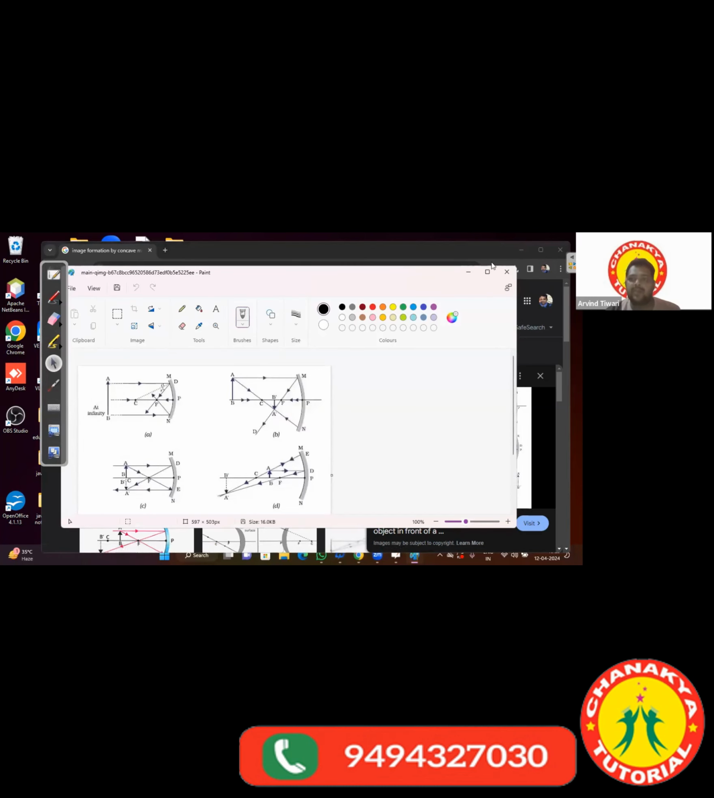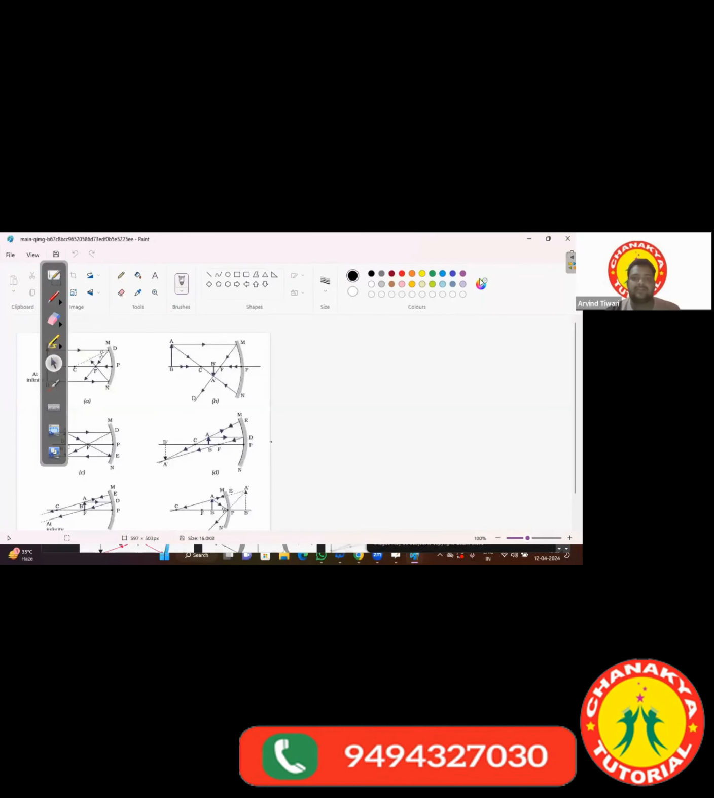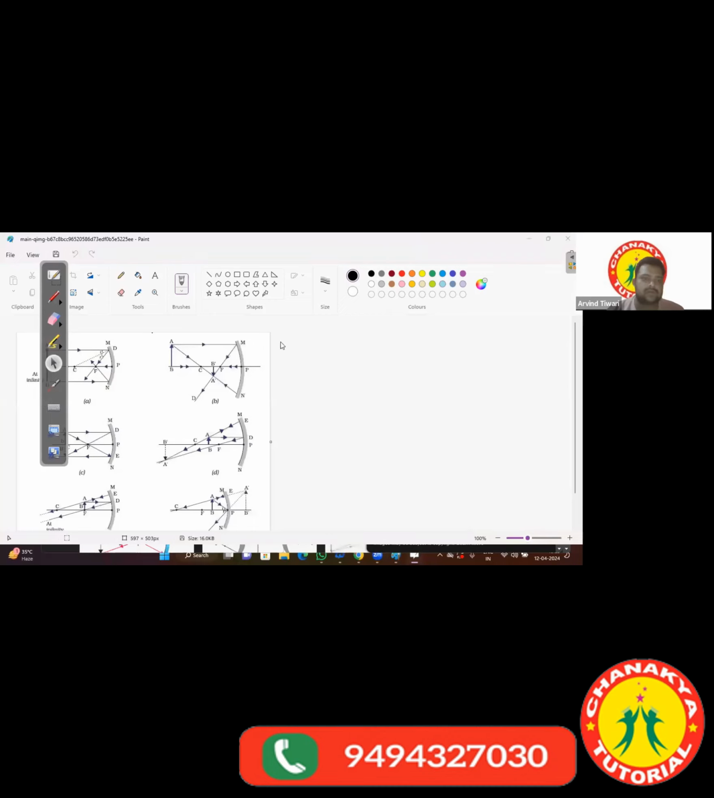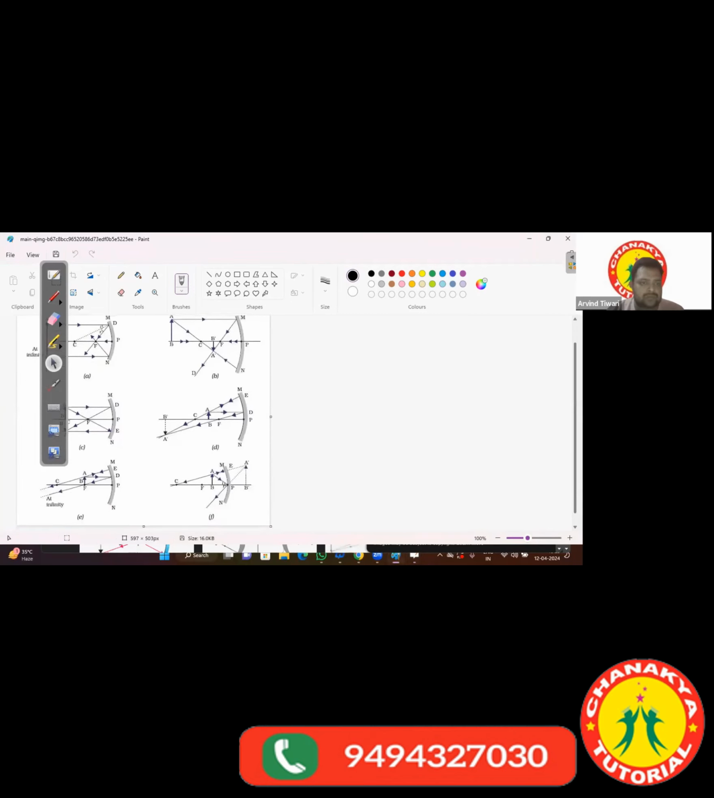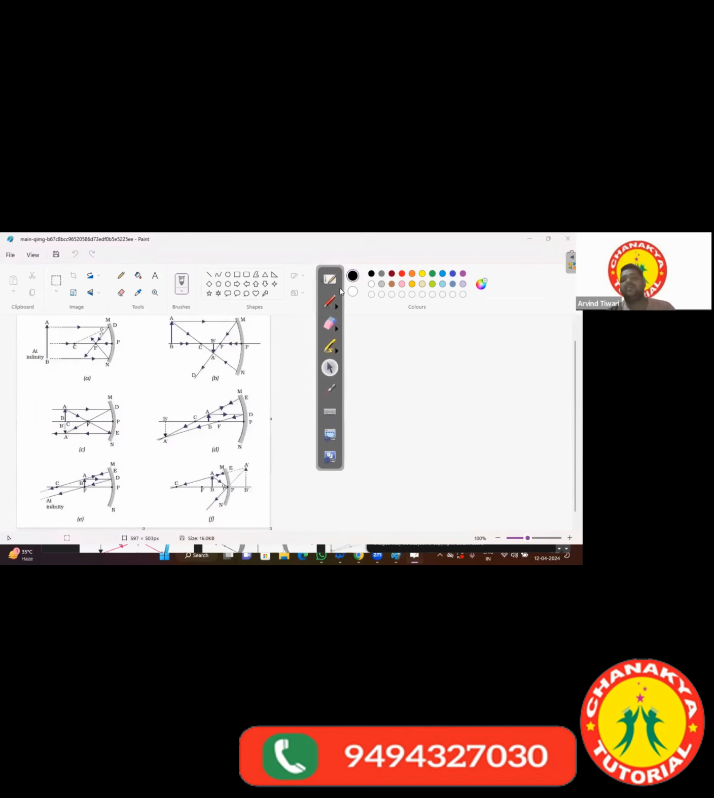So here you have the images. Let's see. See all the ray diagrams which have been formed here. I think all of you can observe the images. These are the 6 cases of images formed.